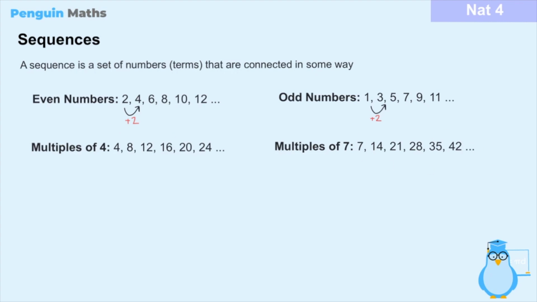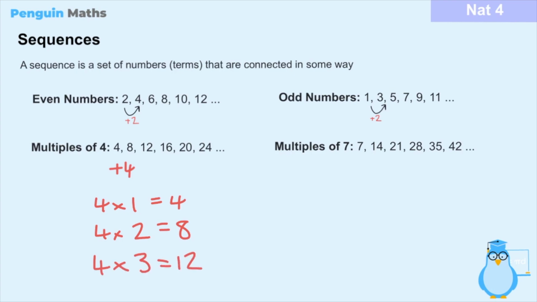For the multiples of 4, the way that these numbers are connected is that we're adding 4 each time. So if we have 4 plus 4, that gives us 8, 8 plus 4 gives us 12, 12 plus 4 gives us 16, and so on. Or we can also think of it as 4 times 1 is equal to 4, which is the first number. 4 times 2 is equal to 8, which is the second number. 4 times 3 is equal to 12, which is the third number, and so on. So we can see that these numbers are clearly connected through the 4 times table.